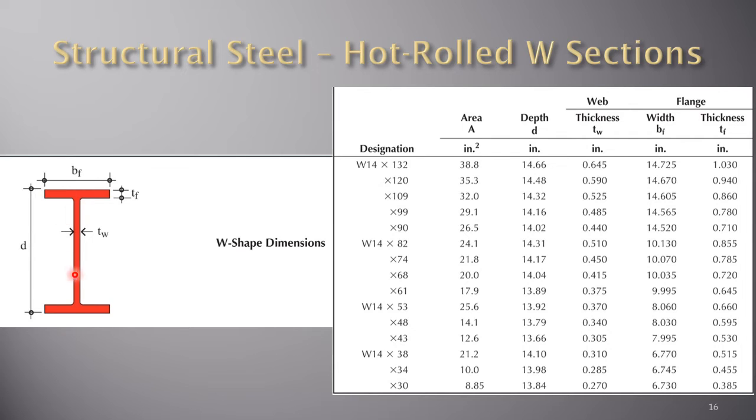And in W-shaped dimensions, you can see the various different sizes. The depth will vary. The thickness of the web, the thickness of the flange, the width of the flange. And depending upon where they are placed, these sizes will vary. And you will see in some of the drawings where we call for W shapes.